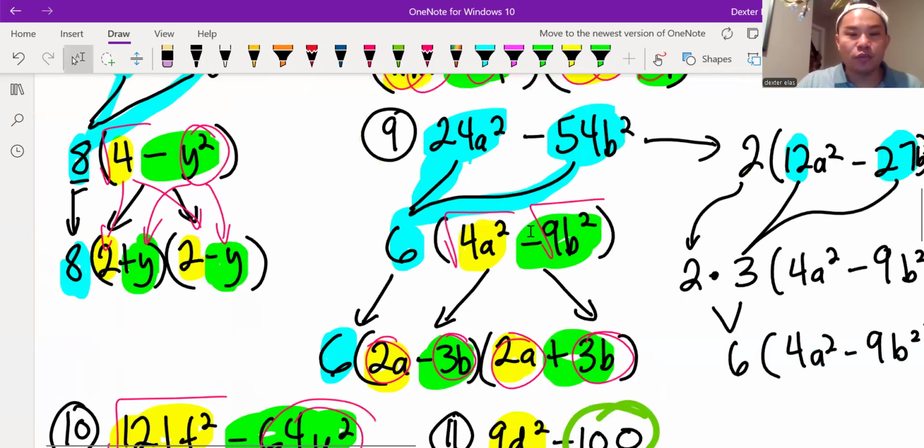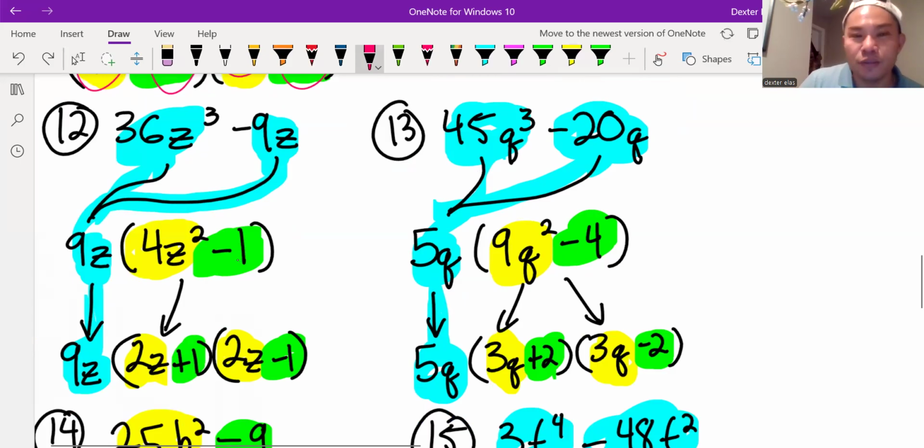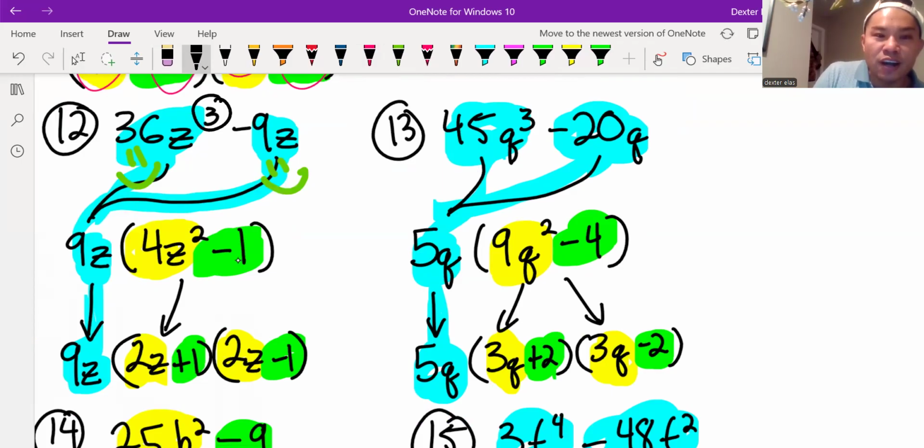Number 12 is the same thing as the other ones, where you pre-factor. Let me pause here on number 12. This is a square, 36, and this is also a square, 9. But there is an issue here: this is an odd exponent, and this is also an odd exponent. When it's just a z by itself, there's an understood z to the first, so that's also an odd exponent. And that is not a square.